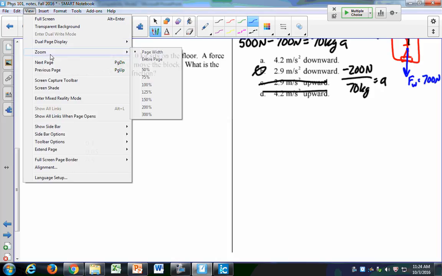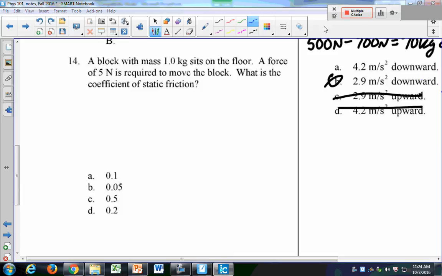I'm going to zoom in. Doing this number 14. This is a 1D problem, but you will have some 1D problems too, of course. I think you'll have about 4 or so.